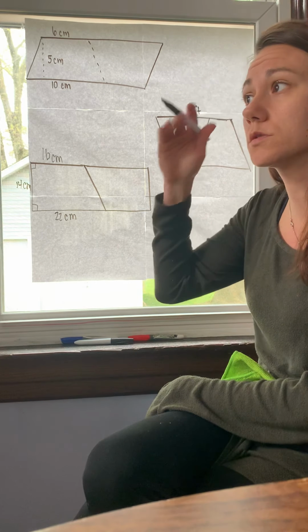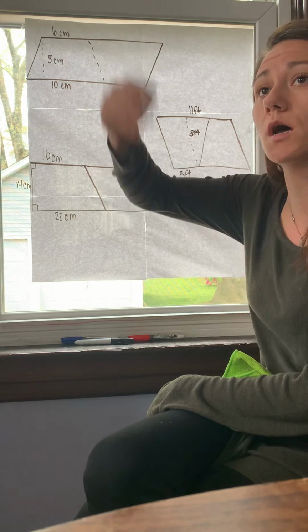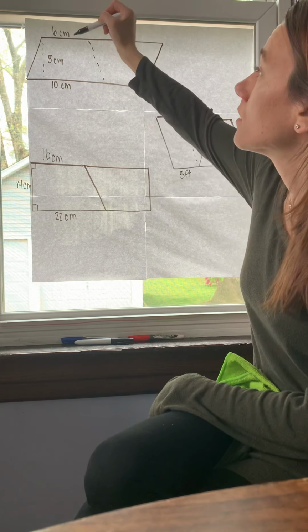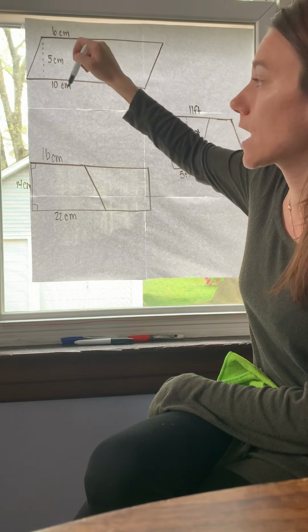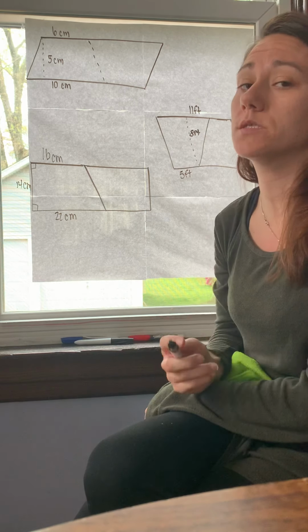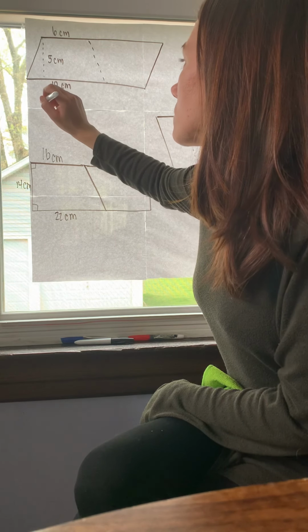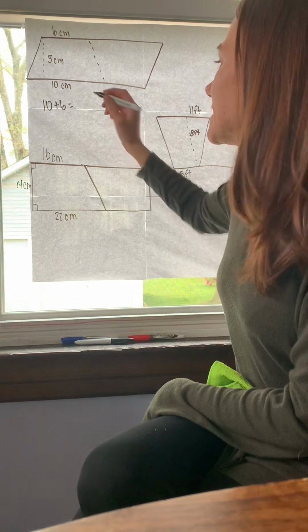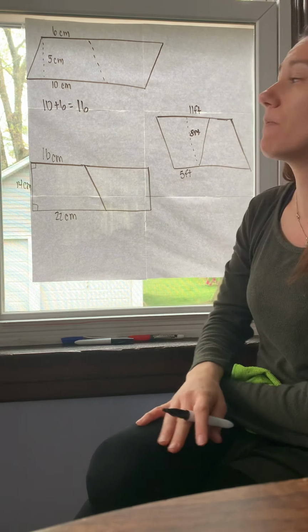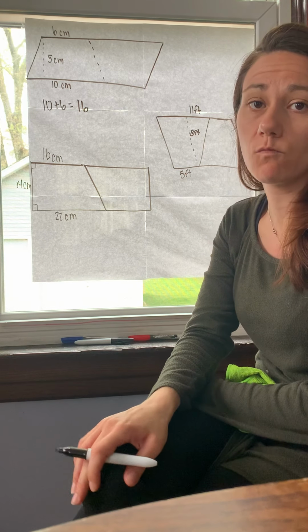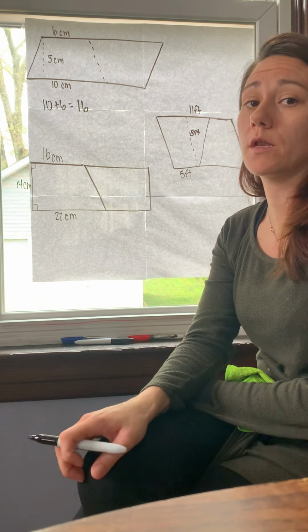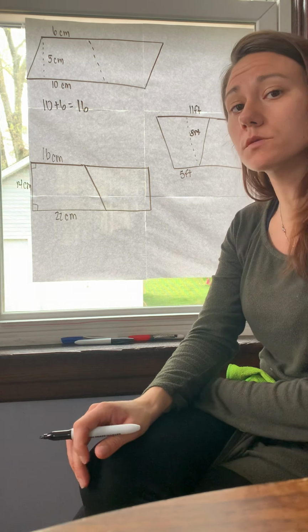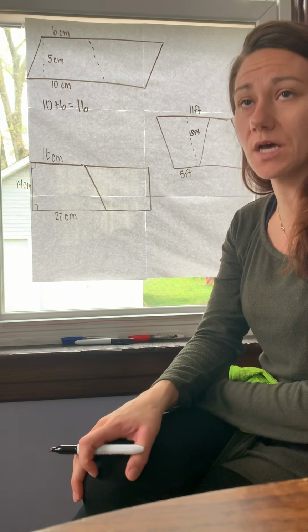So the first thing you're going to do is look for the bases. Now remember, the bases are the ones that are horizontal and the height is vertical, up and down. So the bases here are 6 and 10. You have 2 bases in a trapezoid. So first you add 10 plus 6 and you get 16. Then you follow the same rule that you do when finding the area of a parallelogram. You multiply the base times the height.